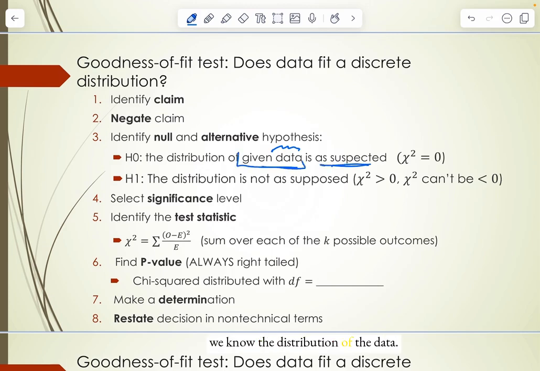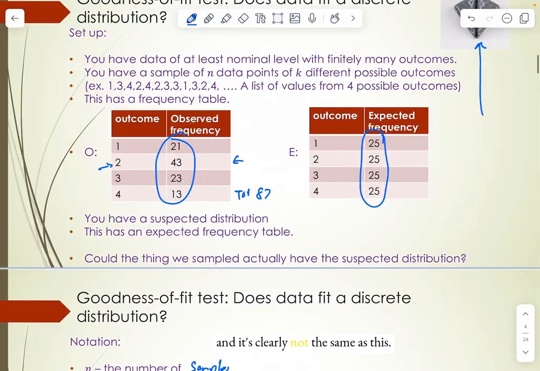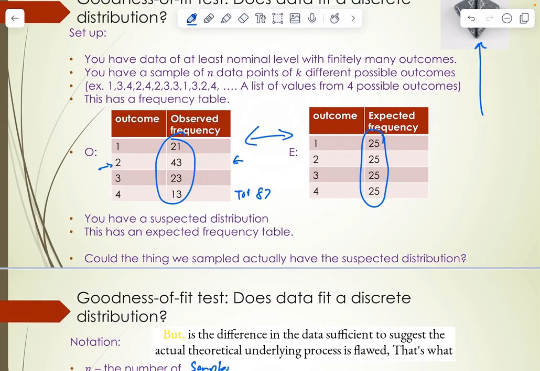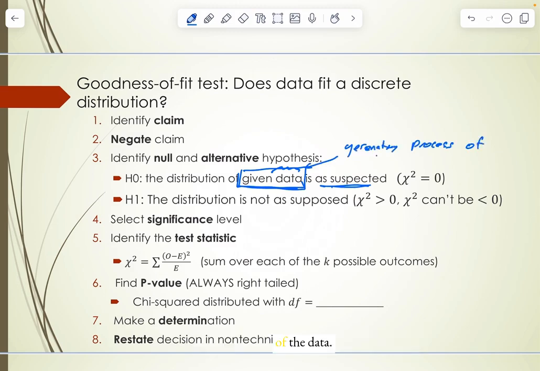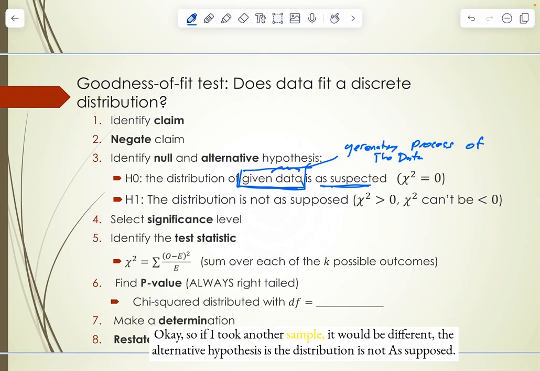We know the distribution of the data, and it's clearly not the same as this. The frequency of the data is not the same as expected. But is the difference in the data sufficient to suggest the actual theoretical underlying process is flawed? That's what we're asking. It's not about the distribution of the data. It's the distribution of the generating process of the data. If I took another sample, it would be different. The alternative hypothesis is that the distribution is not as supposed.